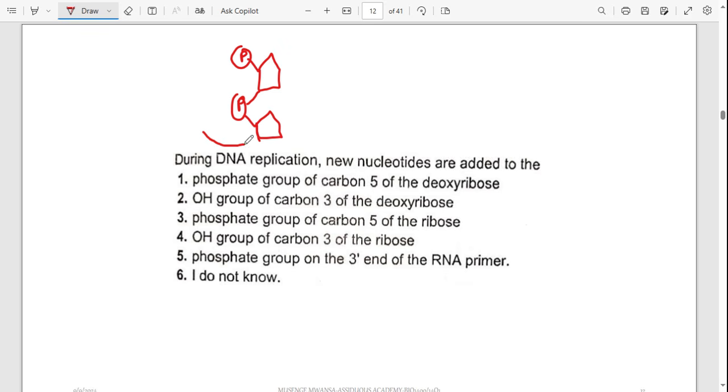So new nucleotides are being added to here. This is the 3' end, because where I've got here, this is the 5' end. The 3' end has got an OH. So it is the OH group of the 3' end of deoxyribose. That's DNA, because ribose is found in RNA, but we are adding to DNA. Okay, so that is it.